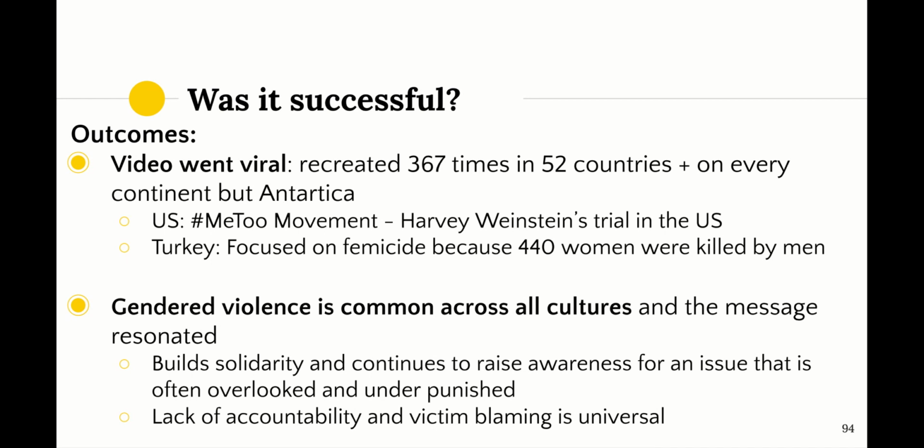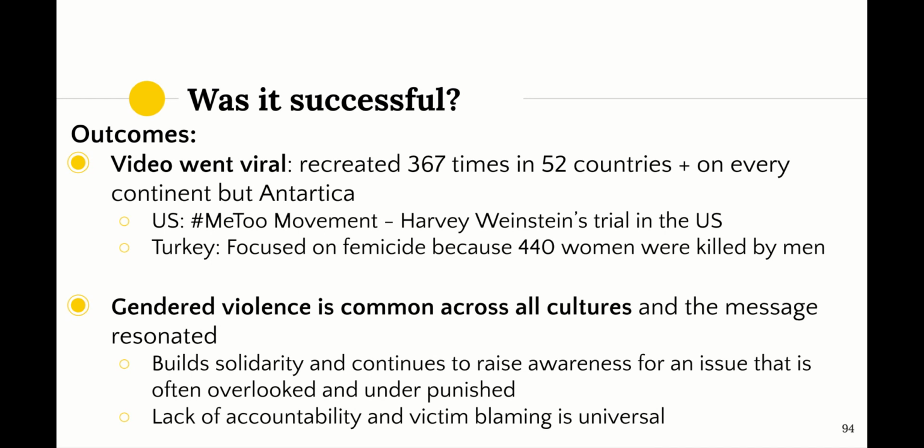Where did it show up? Well, in the United States, it was used with the Me Too movement. Many of you know about Me Too and about Harvey Weinstein. The women used this dance outside one of Harvey Weinstein's trials, and it was so loud they heard it on the 15th floor of the courthouse. In Turkey, they used it to focus on femicide, which is the killing of women based on their gender, because 440 women were killed by men last year.